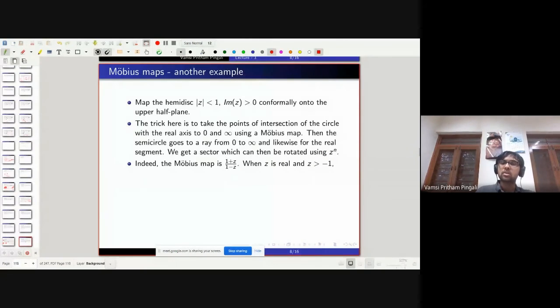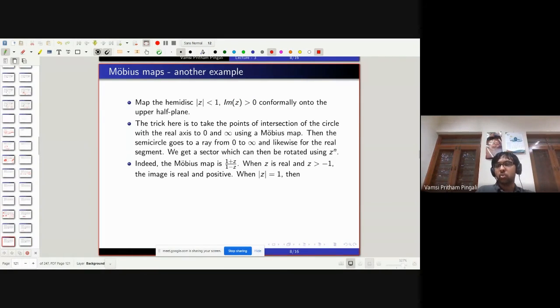You can prove this more rigorously: when z is real and larger than minus 1, that means if you look at this particular straight line, the image is real and positive. So that means this particular straight line goes to the x-axis.